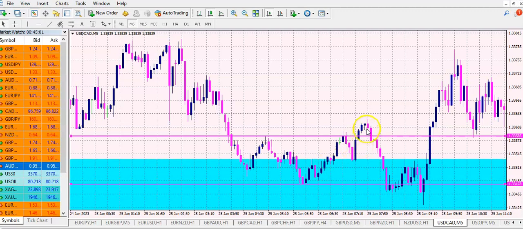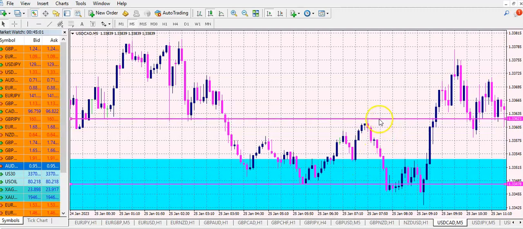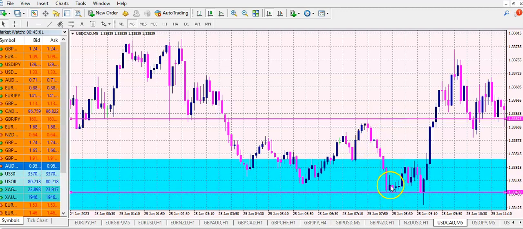All right, so eventually price actually came back down. When price was pulling down, it came back to take out the other support. So we have a new high at this particular place, and here we have a new low.